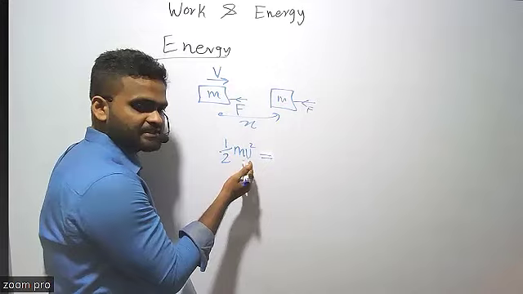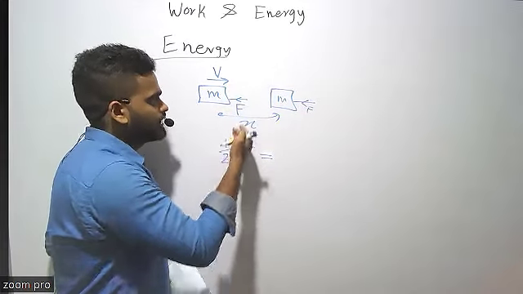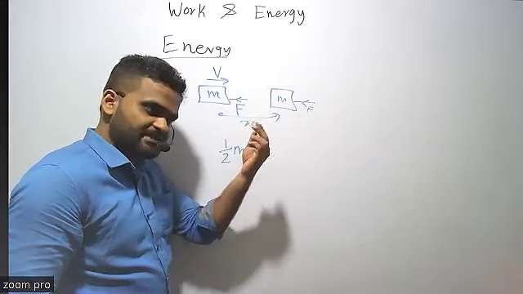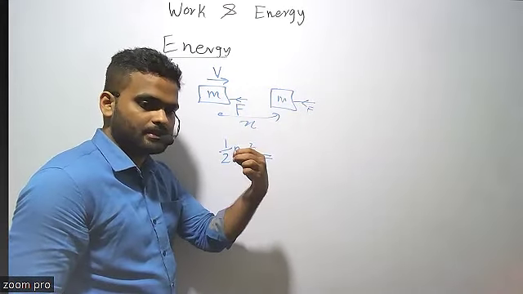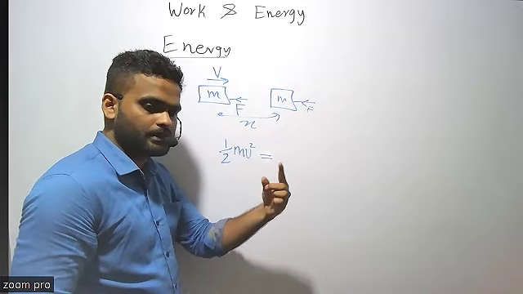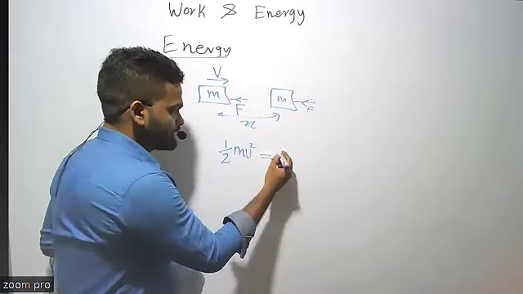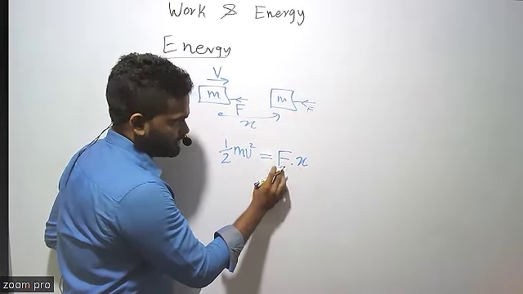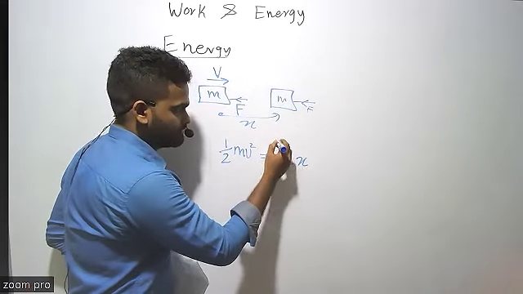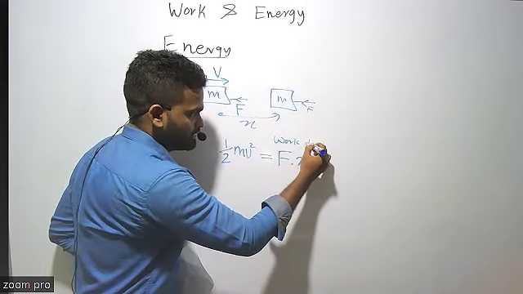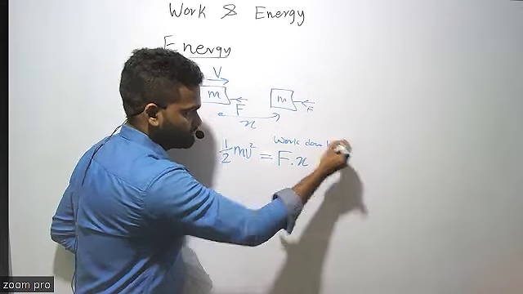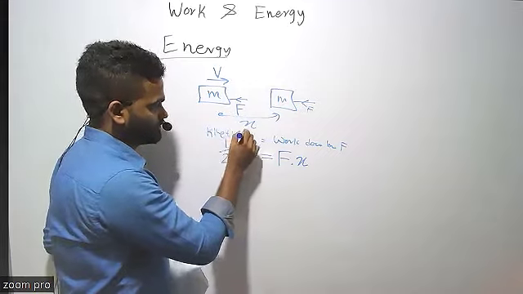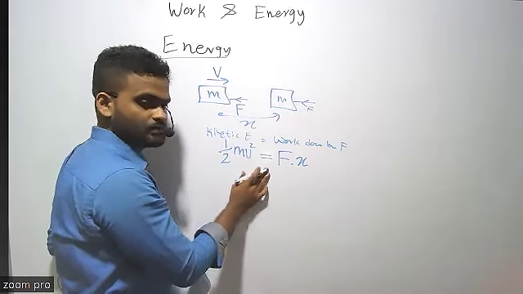This kinetic energy is consumed by the resistive force. So that resistive force has done some work in order to consume all that kinetic energy. So it has completely consumed it. So this is work done by F, which is equal to the kinetic energy of the system. So that is what I have written.